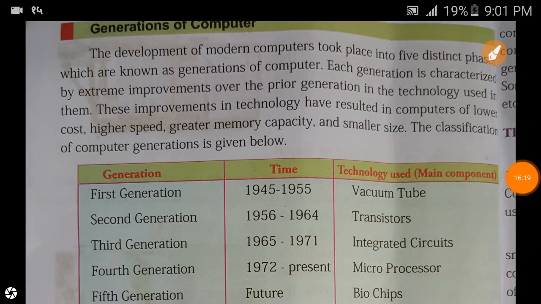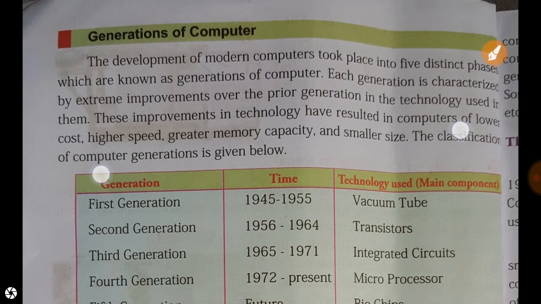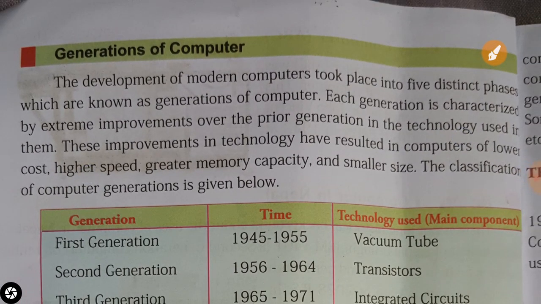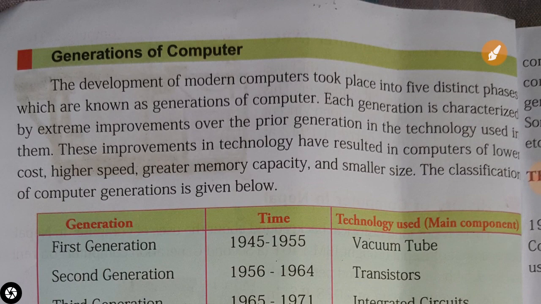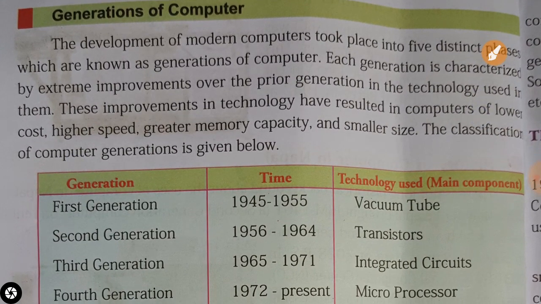Let's talk about the generations of computer. Computer was not developed in a short period. It has taken a long way, many years for development. The development of modern computers took place in five distinct phases, which are known as generations of computers. And these generations are classified on the basis of time and the devices used.